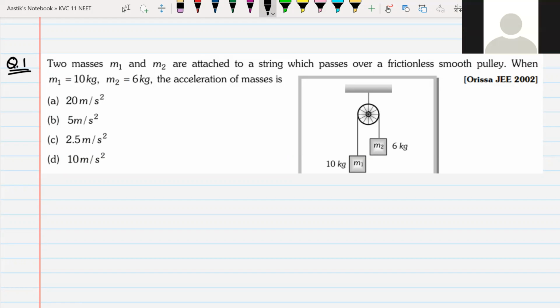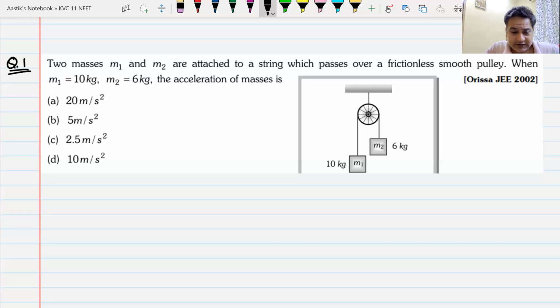Sir, option C. Option C, 2.5. That is absolutely correct. Everyone got the answer? Got the answer very fast. I thought that you might take some time, but the answer came really quickly. Well done. Everyone got this? How are you supposed to do this?